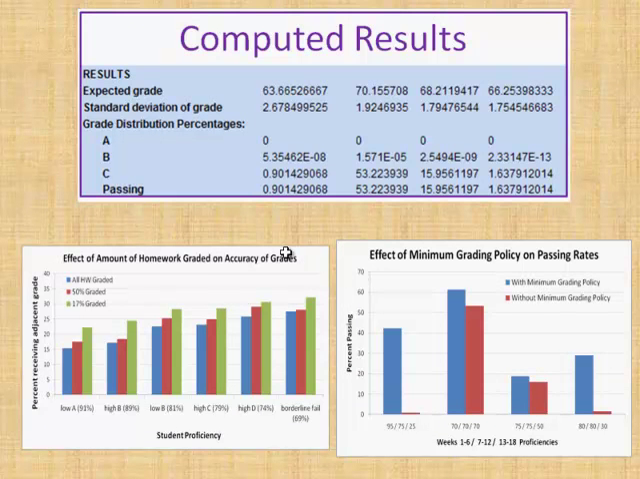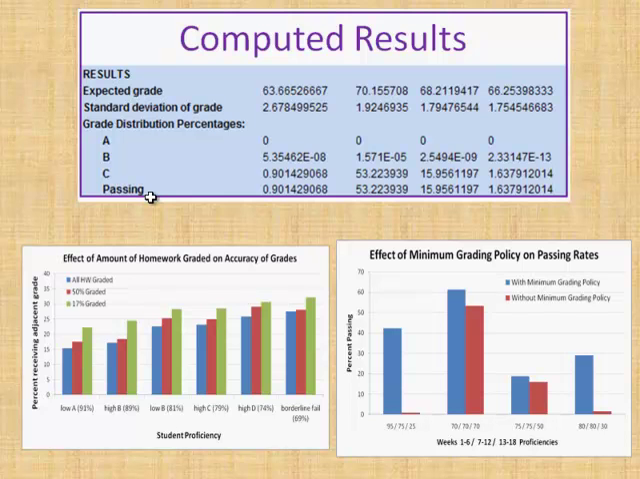Okay, here are the results of two preliminary studies that Kara conducted. On the left, you can see the effect of the amount of homework graded on accuracy of grades. This was comparing the amount of homework graded and the effect on accuracy of grades. You can see that the blue bar compared to the red bar on the left, if the teacher only graded 50% as much homework, there really was a minimal effect on the accuracy of the grade.